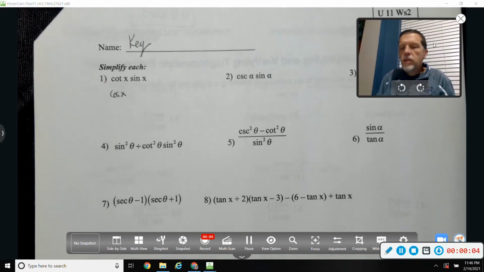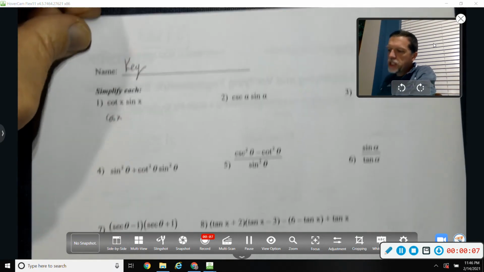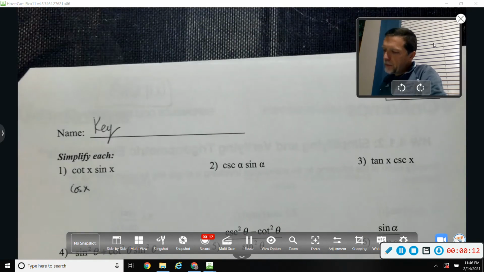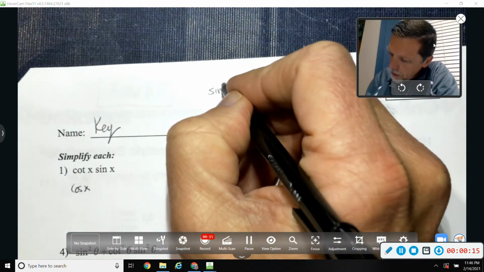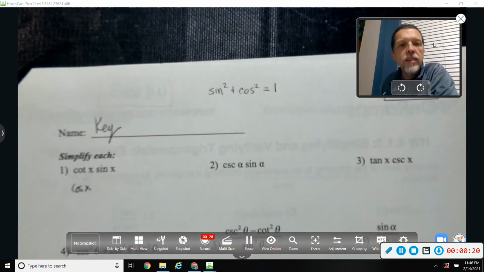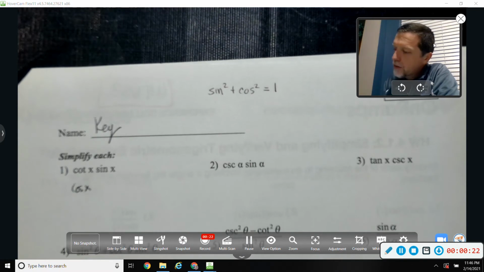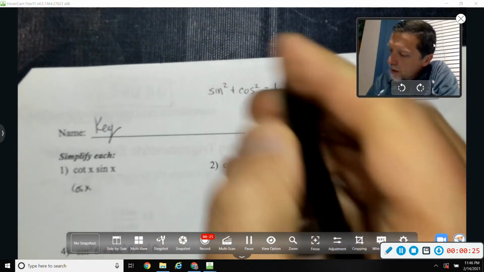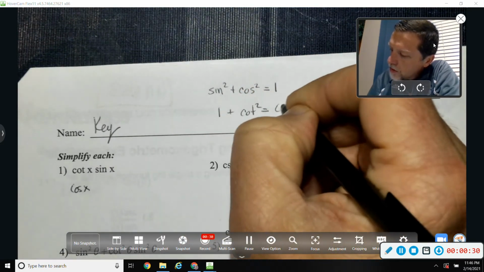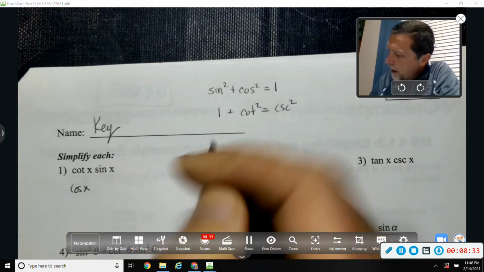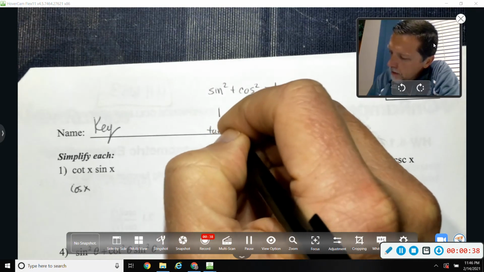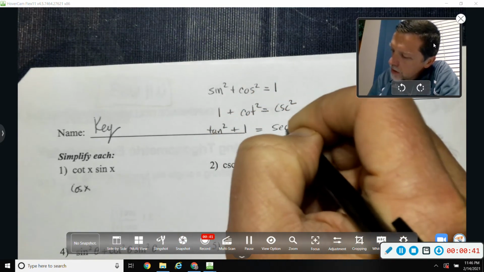All right, let's go over some from Unit 11, Worksheet 2. I think I'll do the odds, but before I get started, a lot of people will do this on the test, and they should do this on the test. Right up there at the top, sine squared plus cosine squared is 1. If I divide everybody by sine squared, I get 1 plus cotangent squared equals cosecant squared. And if I start up here and divide everybody by cosine squared, I get tangent squared plus 1 equals secant squared.